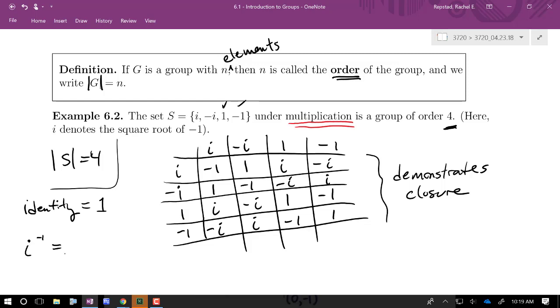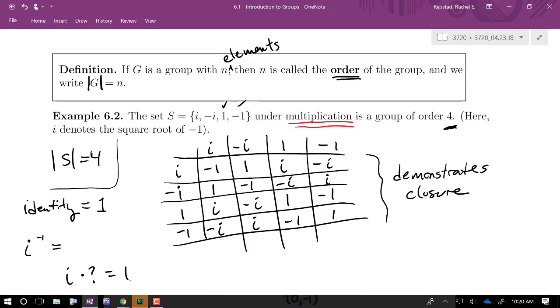Wouldn't that be -I? If our identity were 0 and our operation were addition, but you already identified the identity as 1 because our operation is multiplication. What I want to know is, I times what gives me 1? Oh. It would be -I. Yeah.